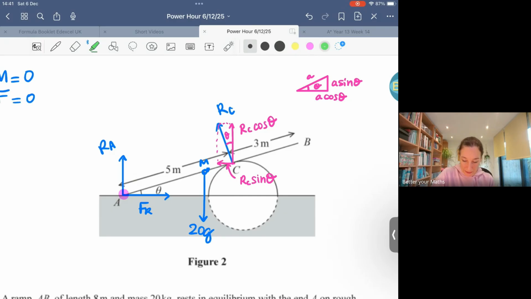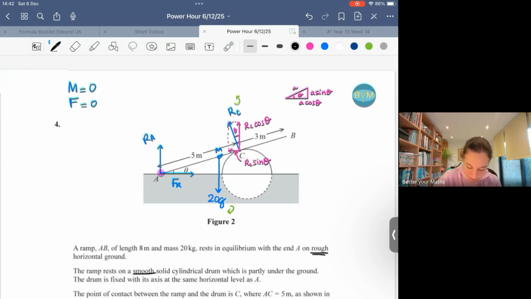The trick I said, we have to find the clockwise moment and the anti-clockwise moment. About A, this force is producing a clockwise moment. You see, I move in the direction of the force. This is going to be clockwise moment. And again, about A, this one is producing an anti-clockwise moment. So I have one clock, one anti-clock. So they are going to be equal to each other because this is in equilibrium. The clockwise is going to be equal to the anti-clockwise.